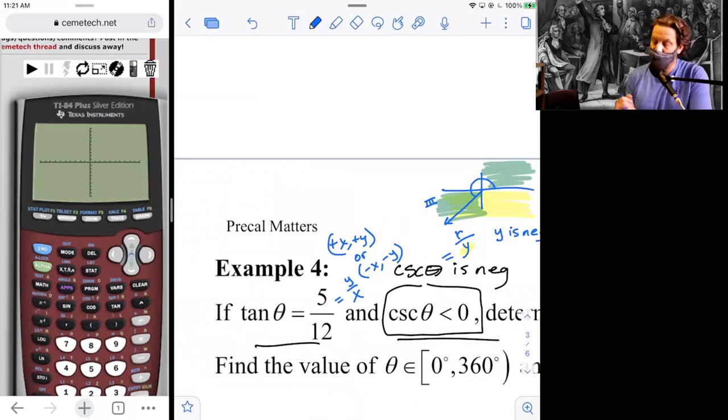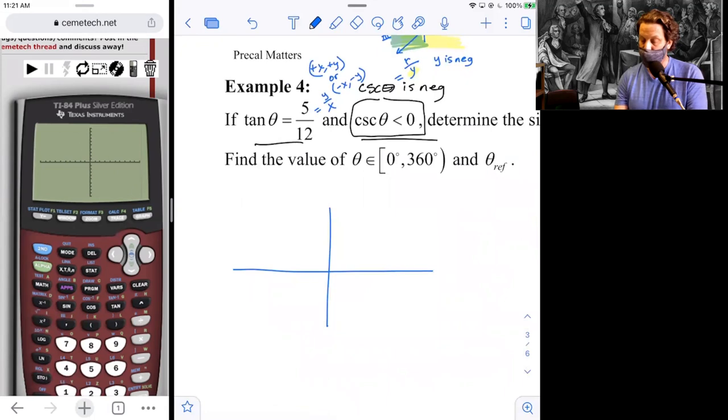If you know your definitions in terms of x, y, and r, it's going to be the one they have in common. Okay, so now let's go ahead and draw ourselves a generic terminal ray over here in quadrant 3. I'll drop a perp, and now I'm going to label my sides. Tangent is y over x, so that's 5 over 12.